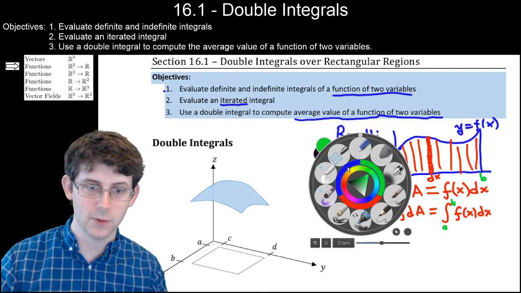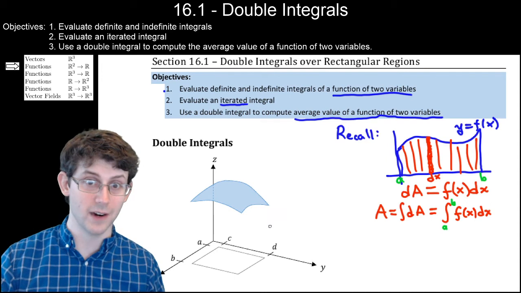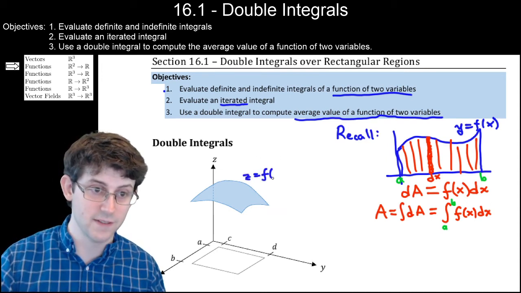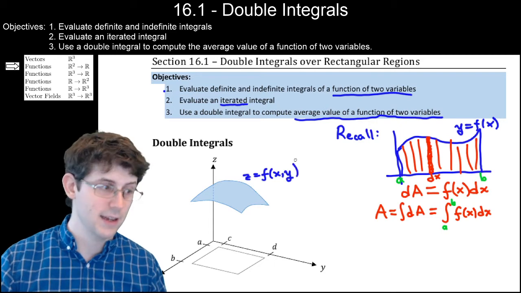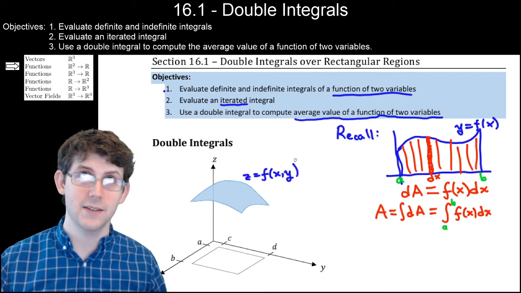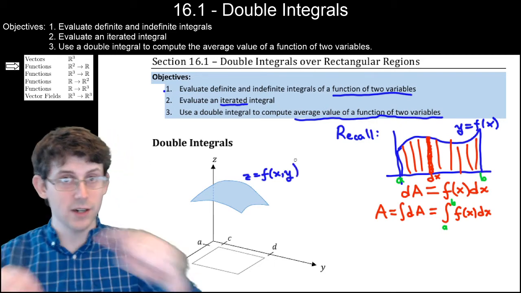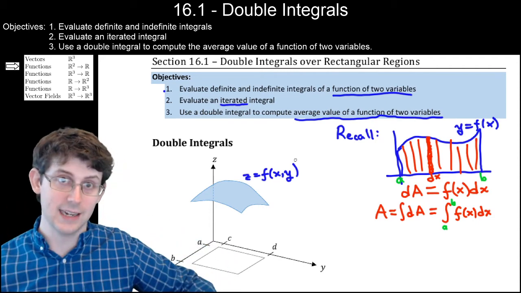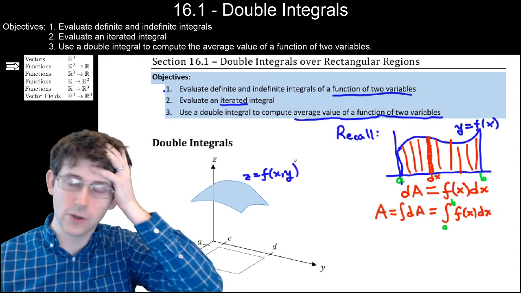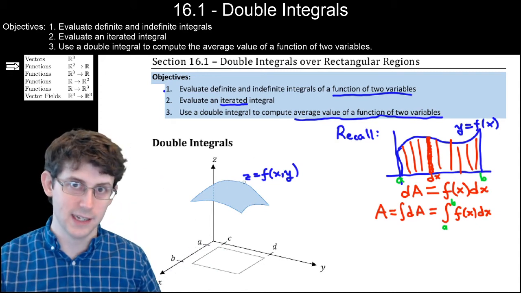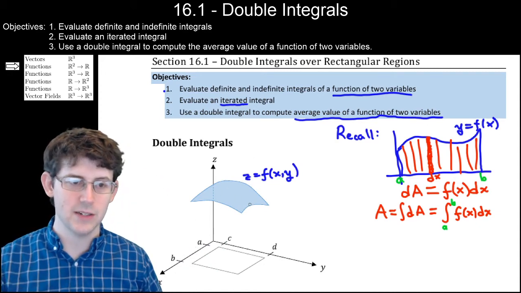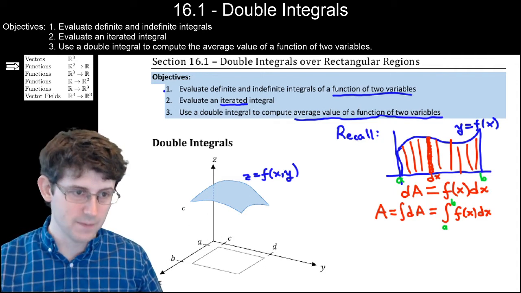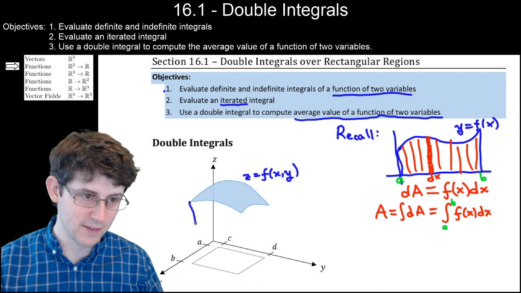Okay, so what are we going to do now that we have a function of two variables? Now that our function is z equals f of x, y, instead of our function being represented by a curve, the function is represented by a surface that's sitting over the plane. So if we do an integral of this surface, now instead we're going to be calculating the volume under this surface.